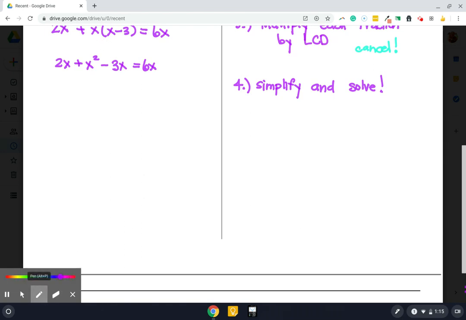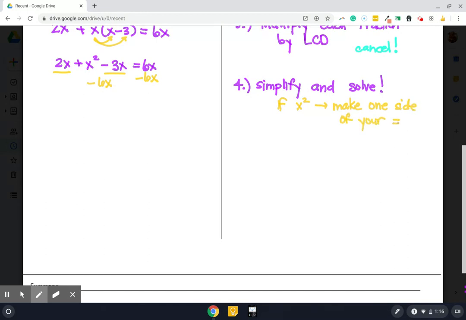So there are some key pieces to how we're going to do that. The first is we are going to collect like terms, 2x and minus 3x. And then we are also going to bring the 6x over from the other side. If there's an x squared anywhere in your problem, you need to clear out one side and make one side of your equal sign equal 0.